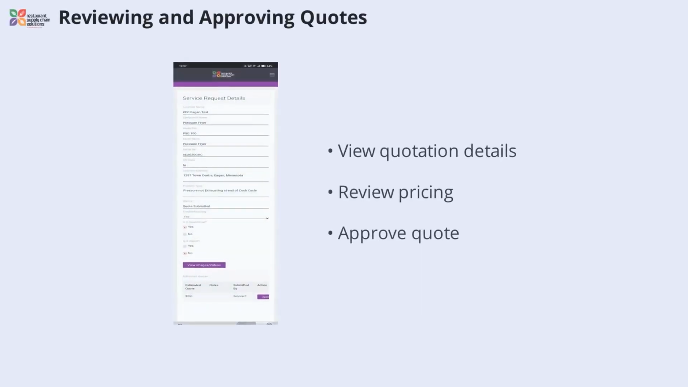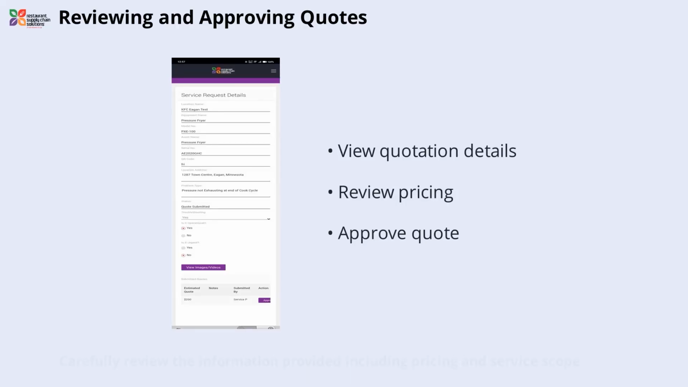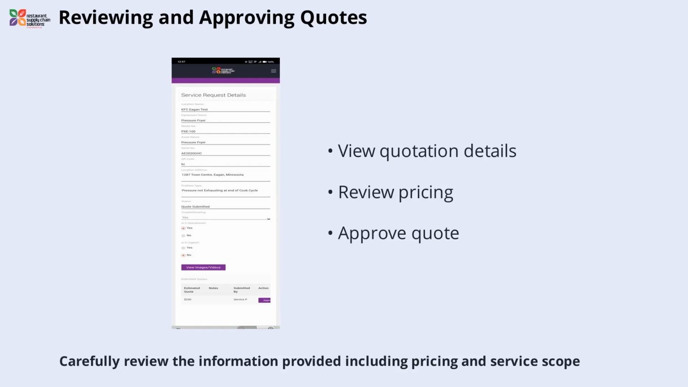Now you can see all tickets with submitted quotes that are pending approval. Click on a ticket to view its quotation details. Carefully review the information provided, including pricing and service scope. When you're ready, click on Approve to finalize the approval. This step ensures that only valid and reviewed quotes are accepted. Let's look at the approval interface and how to confirm your decision.